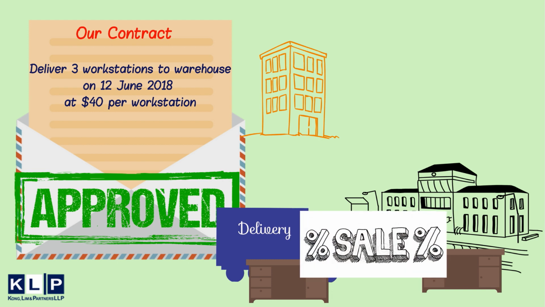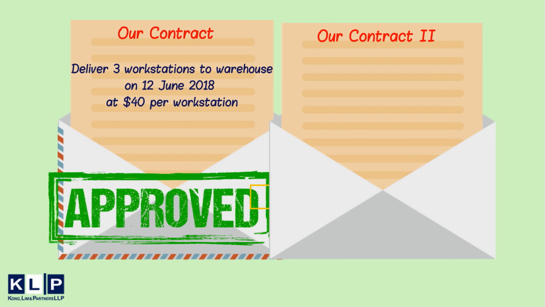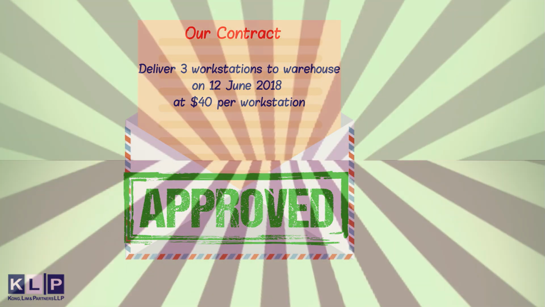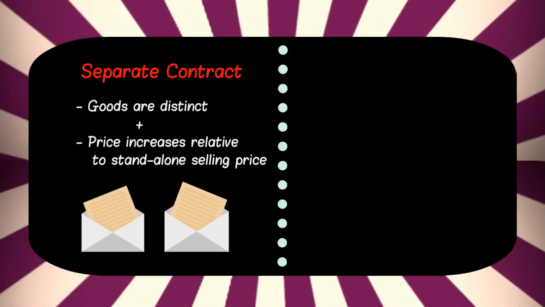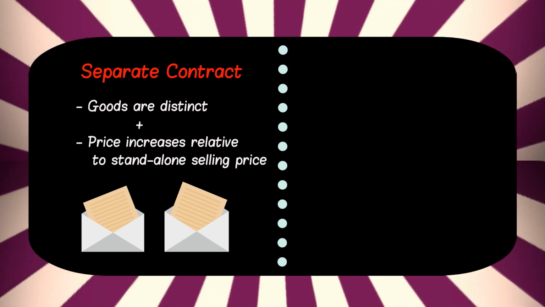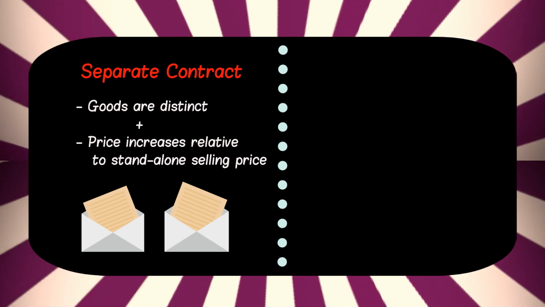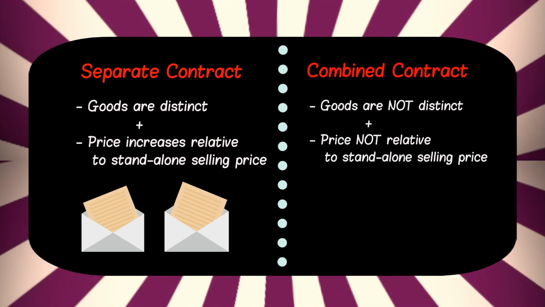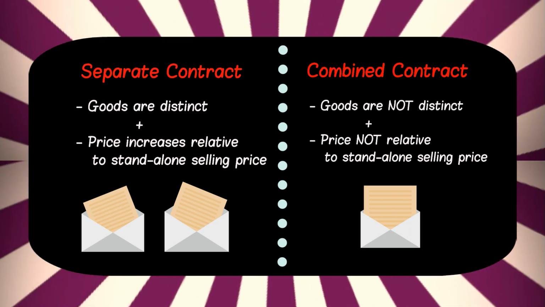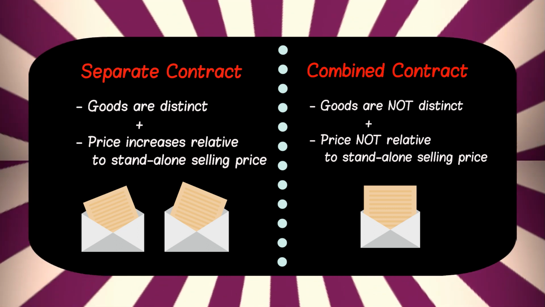So, how do we know when an amended contract needs to be treated separately or as a combined contract? A separate contract is required when the additional goods or services are distinct and when the price of the contract increases by an amount that reflects the entity's stand-alone selling price. On the other hand, a contract can be combined when both of these considerations are not met.